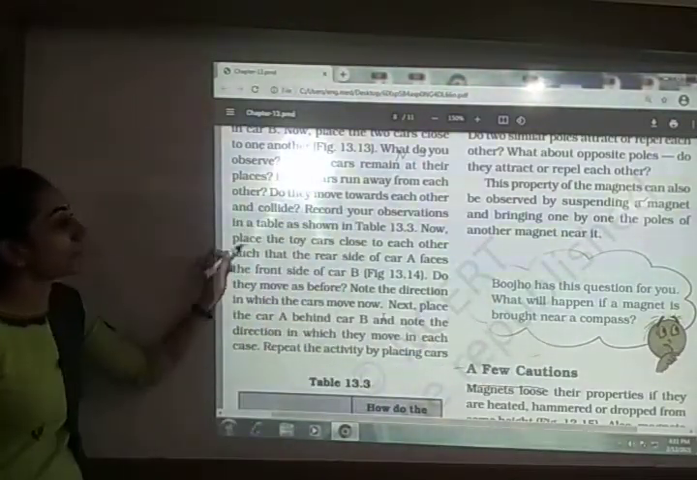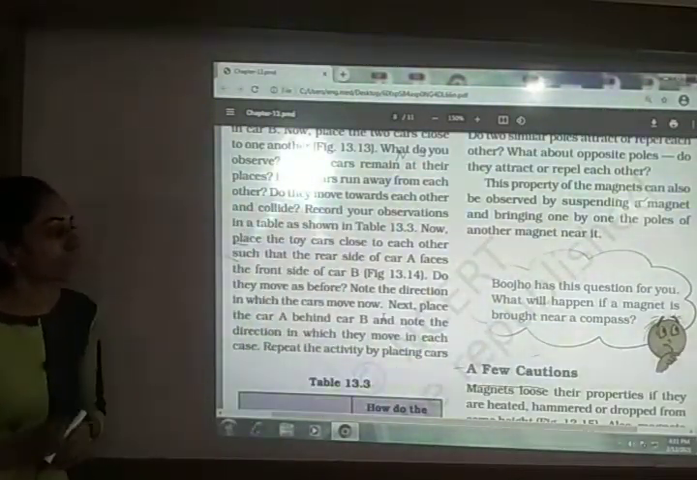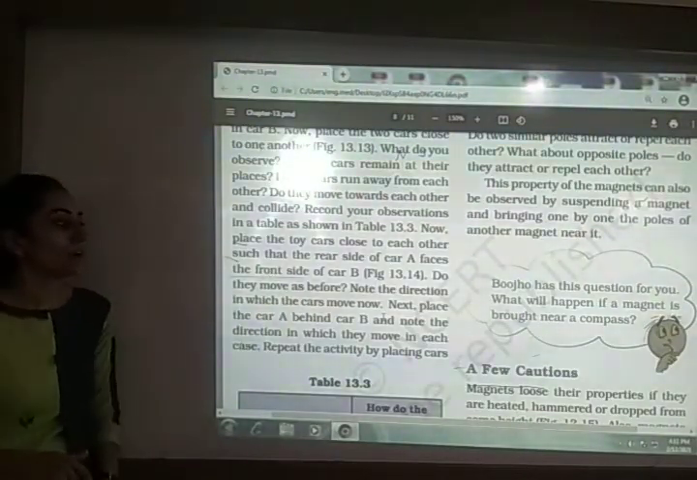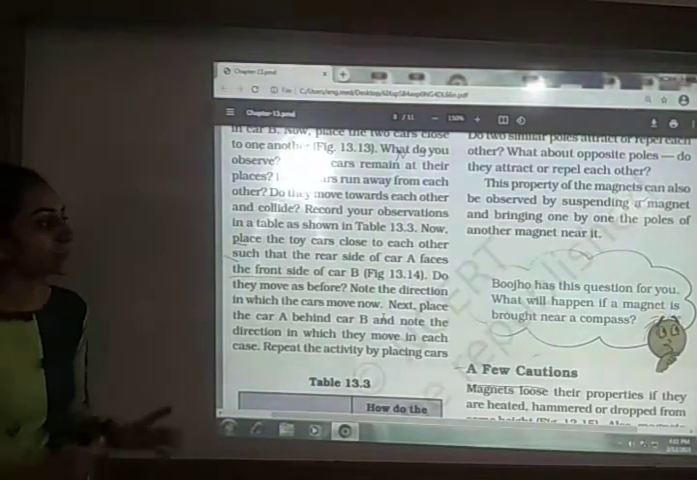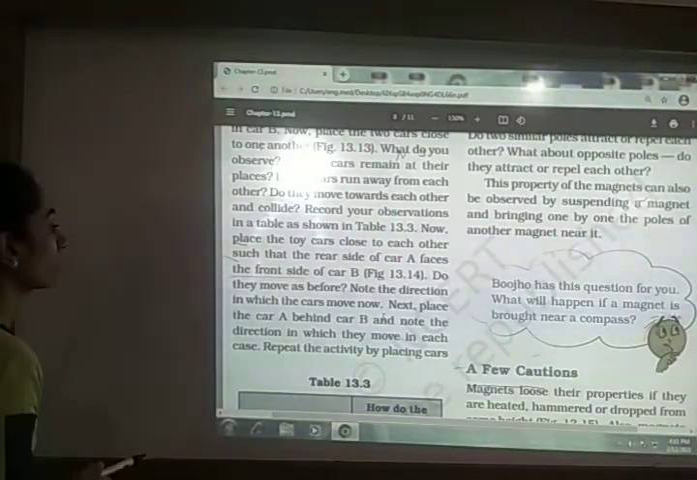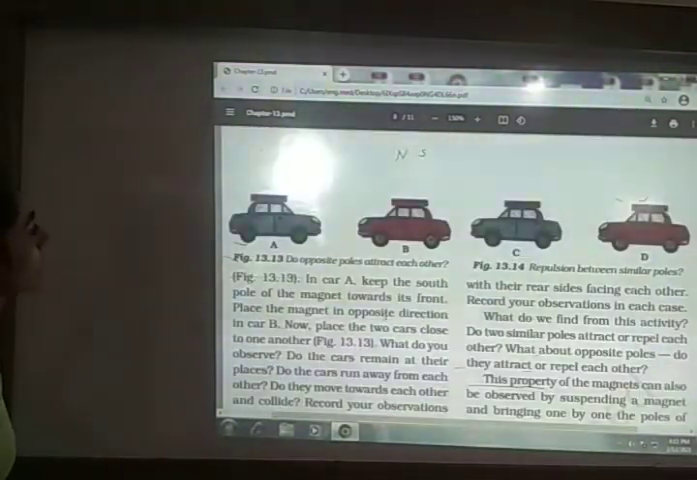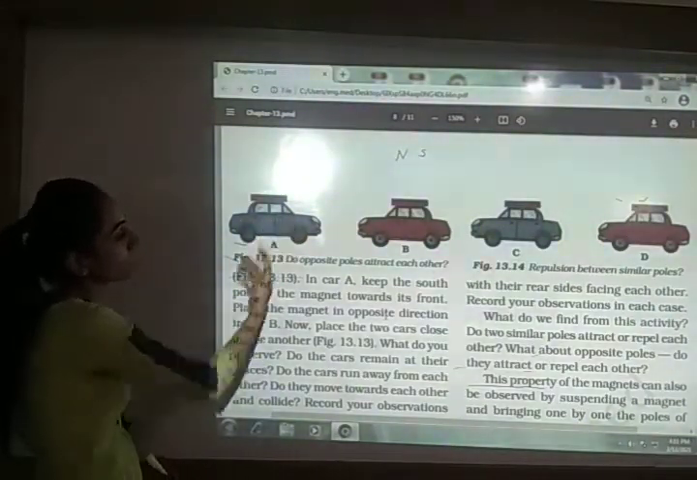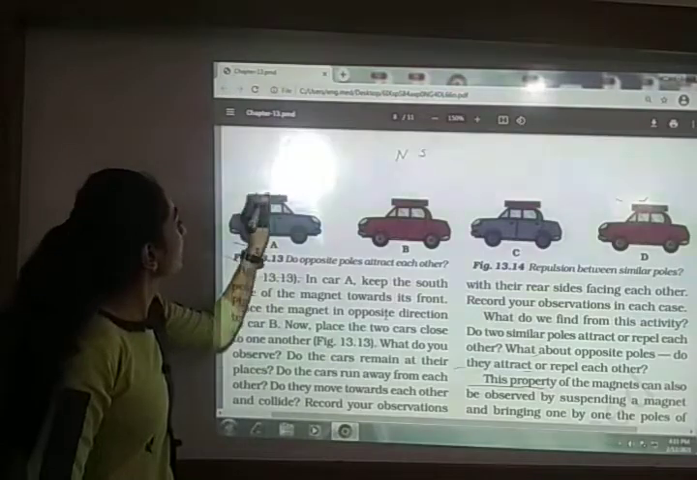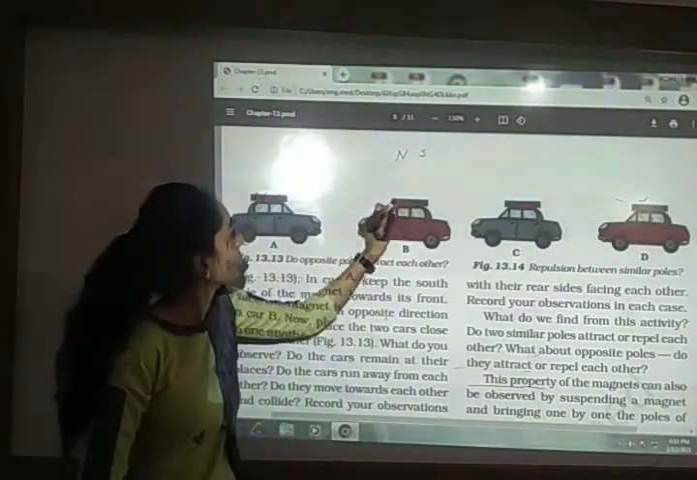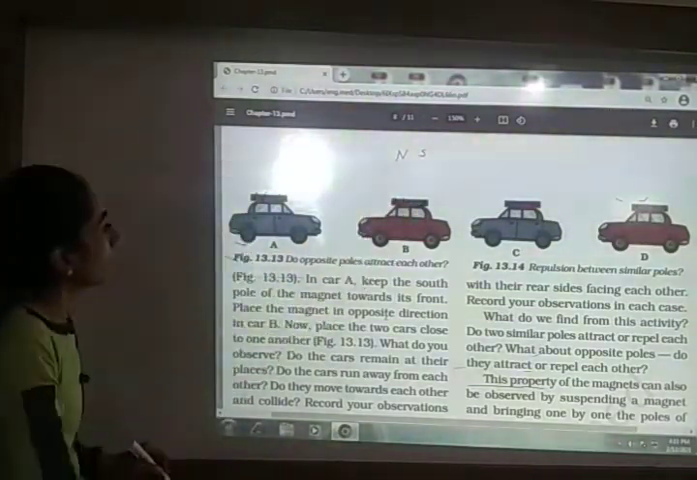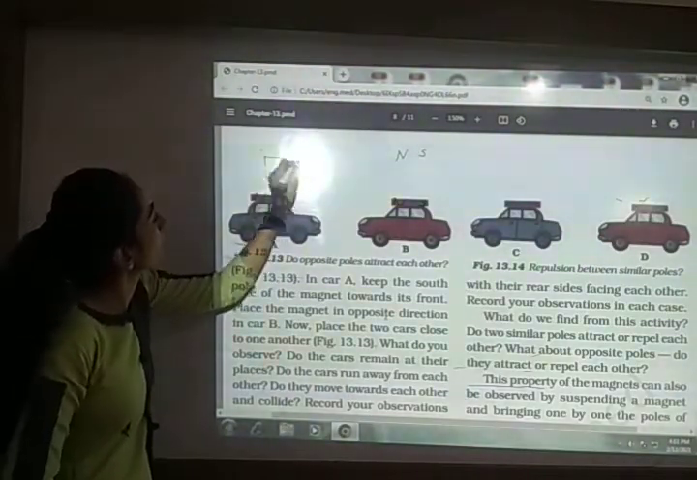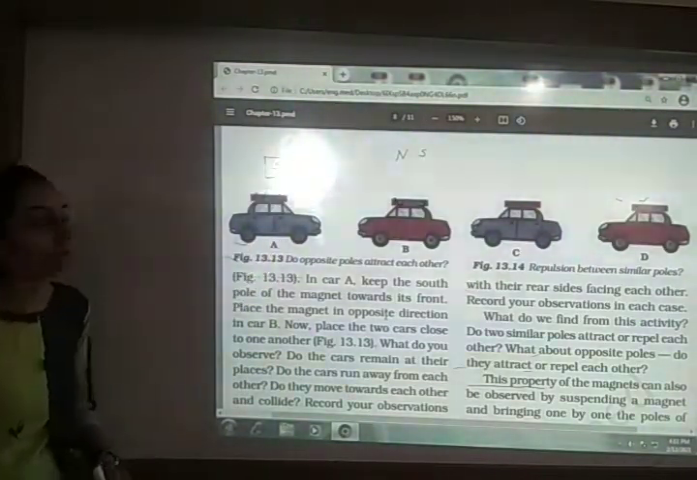Now place the toy cars close to each other such that the rear side of car A faces the front side of car B. That means the rear side of car A and the front side of car B. This car you have to rotate like this. If this one is north and this is south, then this car will turn like this, so the north pole will come on this side and the south on this side.